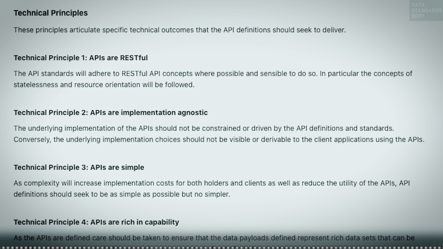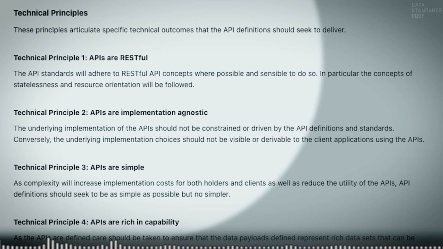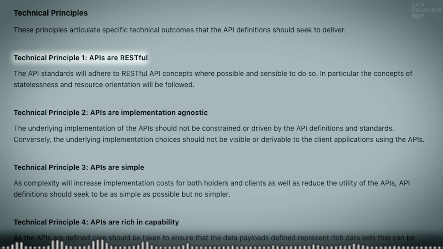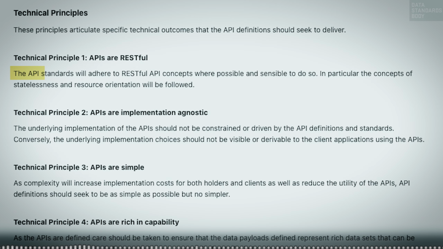Technical principles. These principles articulate specific technical outcomes that the API definitions should seek to deliver. Technical Principle 1. APIs are RESTful. The API standards will adhere to RESTful API concepts, where possible and sensible to do so. In particular, the concepts of statelessness and resource orientation will be followed.